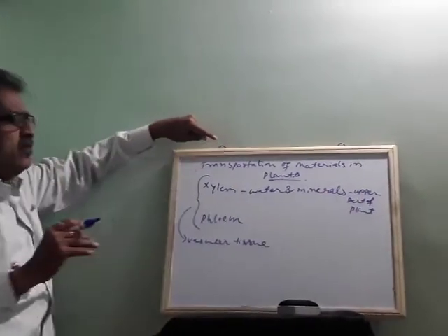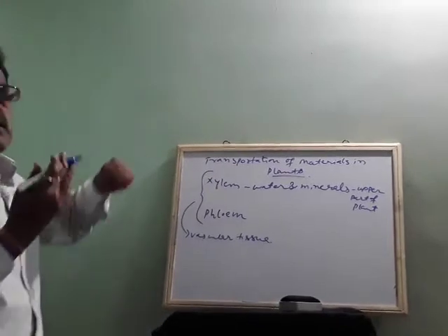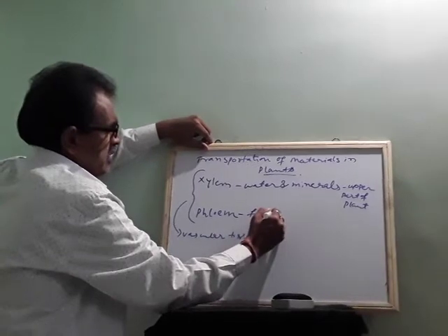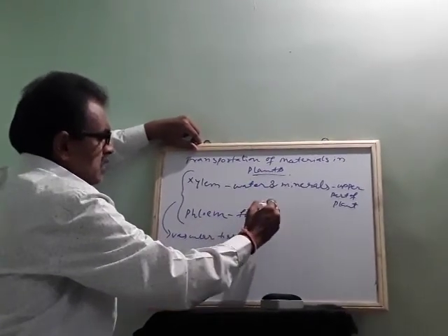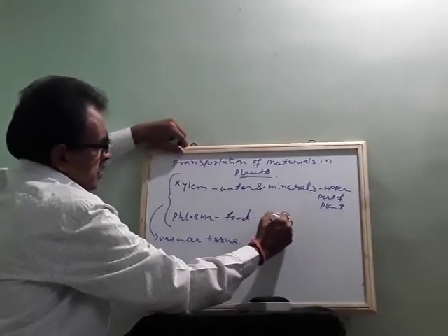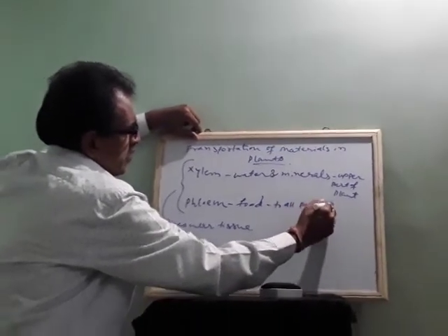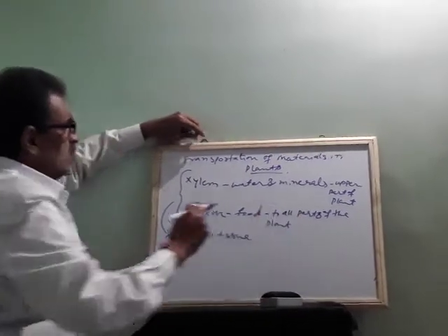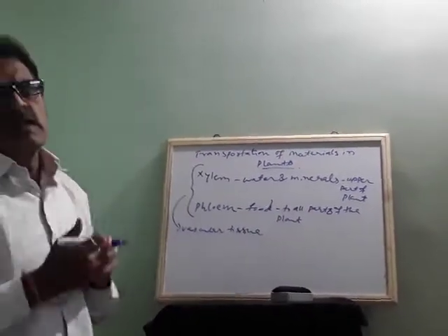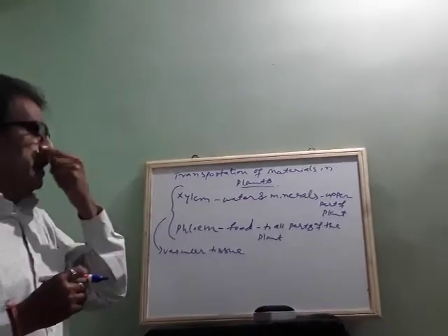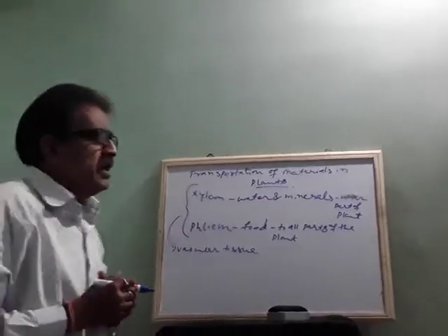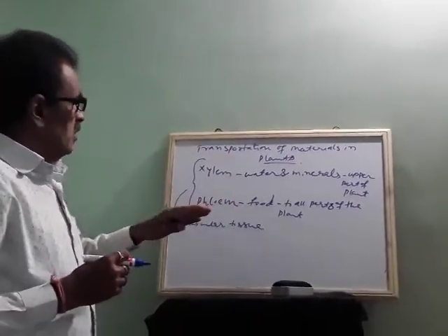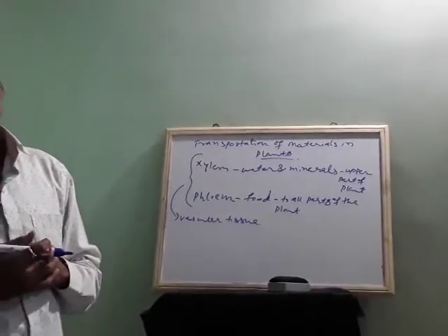Phloem's work is to conduct or distribute food prepared in the upper part, the leaves, to all parts of the plant. Again, in xylem we have three types: vessels, tracheids, xylem parenchyma, and xylem collenchyma. In phloem also we have different types.